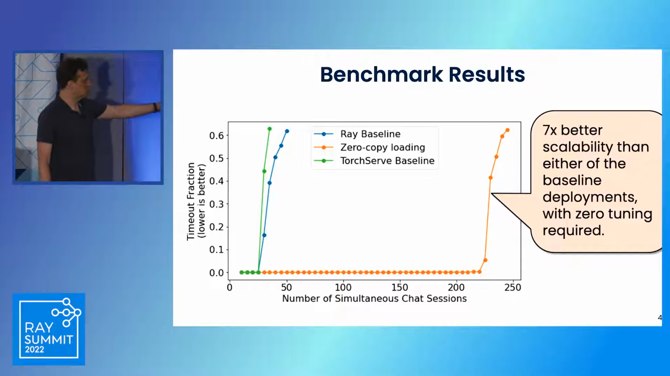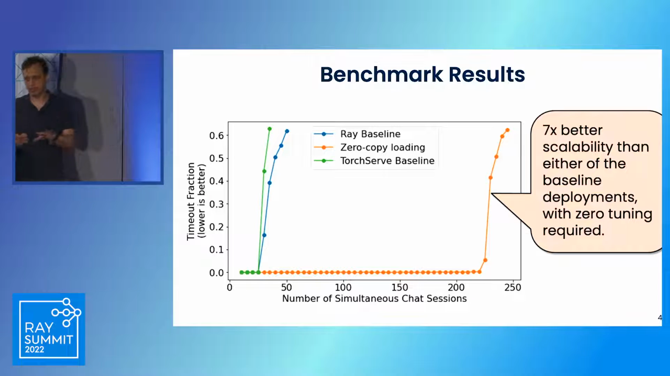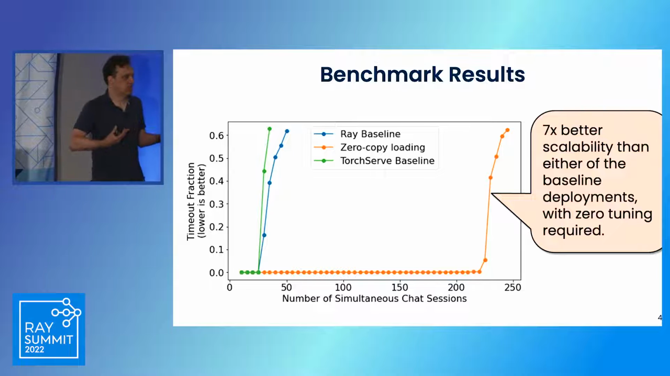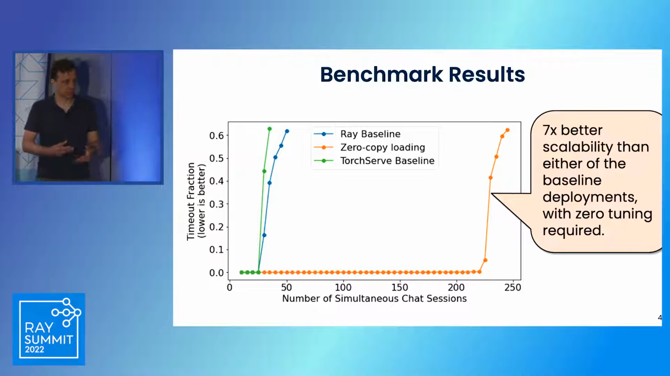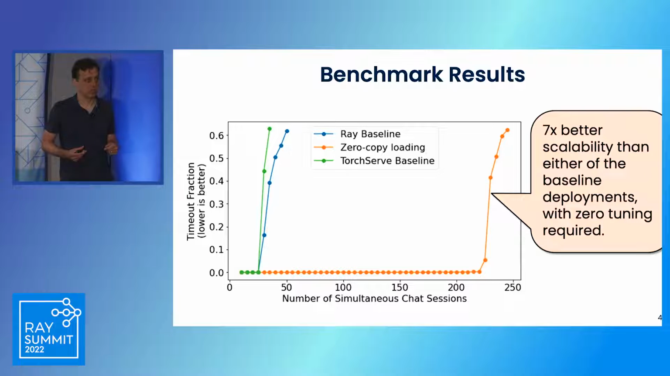But when we get past 25, things get bad. They get bad very quickly for Torch Serve because it has more code path length, but they also get bad pretty quickly with our Ray Serve baseline because there just isn't any additional capacity to start new actors. All the memory on the machine is used by those 12 actors you have to keep around.